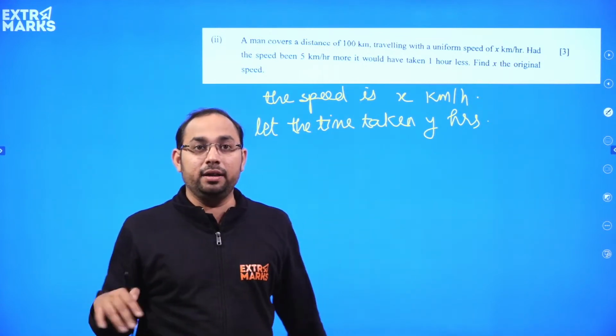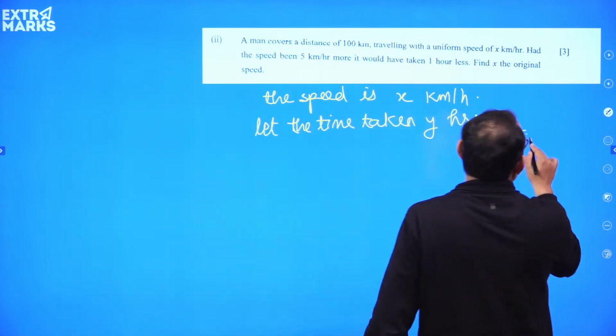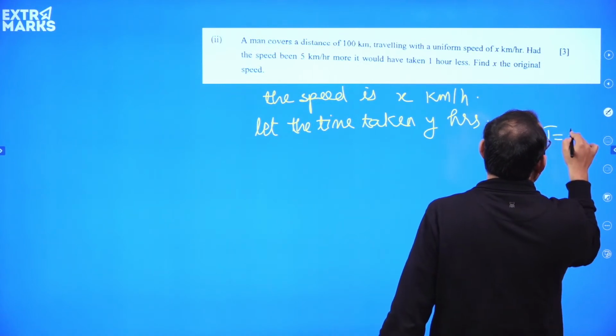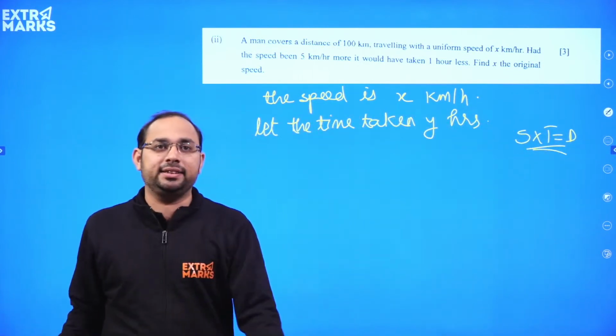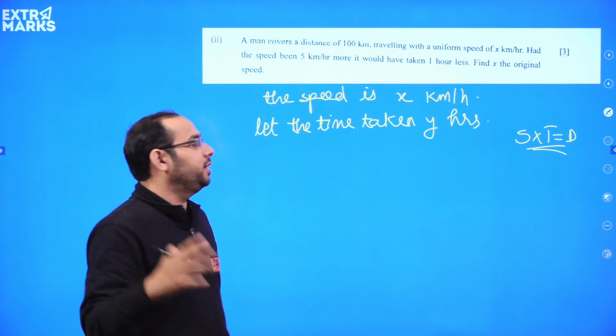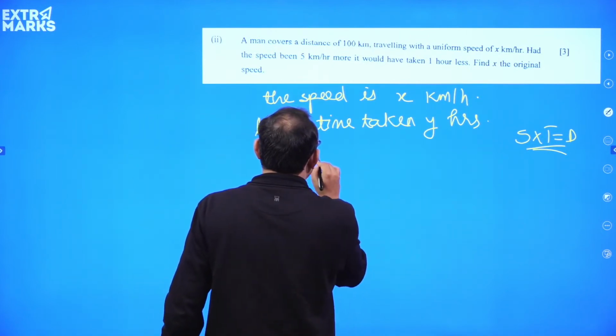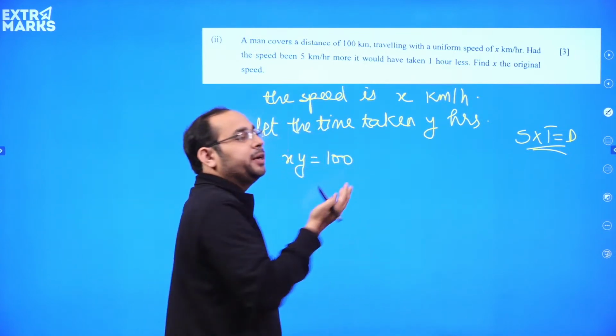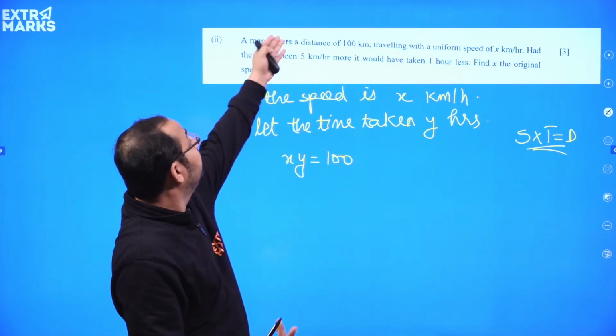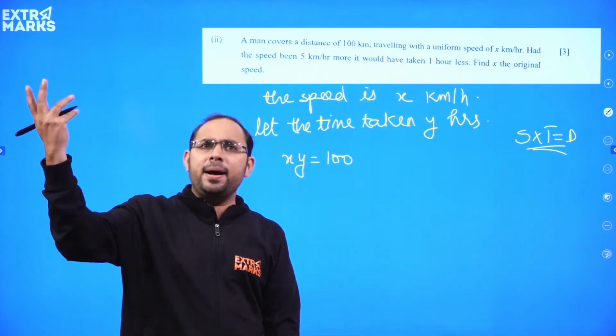Make your assumption clear. Now we should know that speed multiplied by time is equal to distance. That's it. If you know this, job done. Okay. So you will get xy is equal to 100. Why? Speed into time equal to 100. Given 100 kilometers, x is the speed and time I have assumed y.